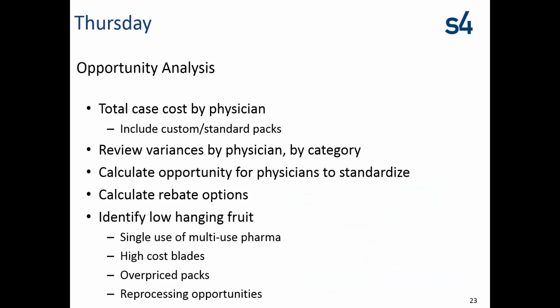We happen to identify in some of these cases that our packs were overpriced. So we can start to look at the items that we're using in them, and oftentimes we knew what the price of those individual items were, and then we could start to see opportunities to reduce that cost in packs. We also identified reprocessing opportunities. So the ability to reprocess phaco tips, blades, other items like that is often an opportunity. Next slide, please.